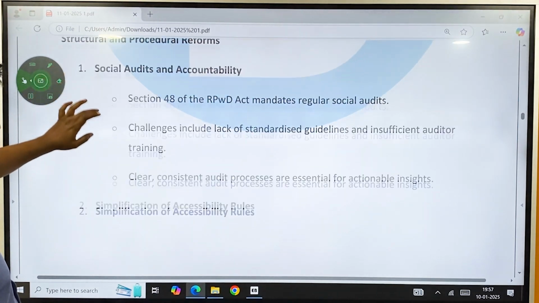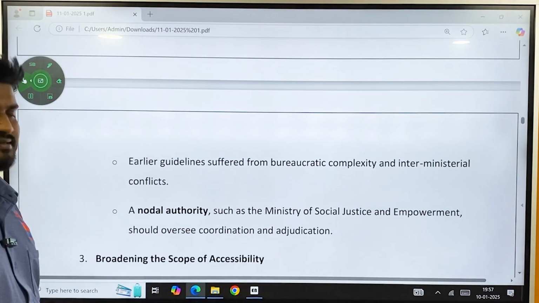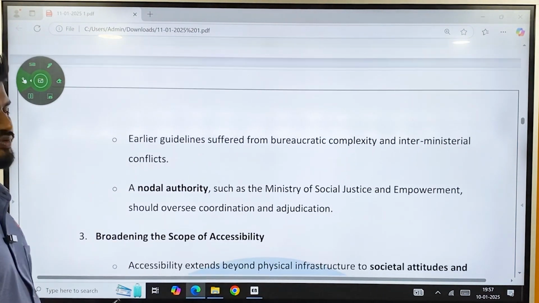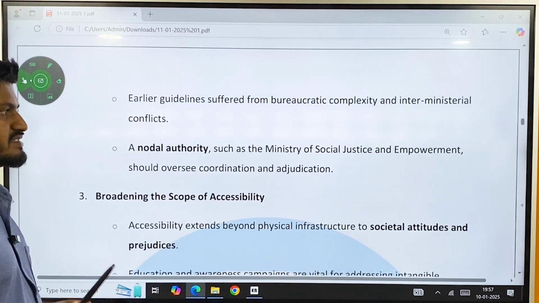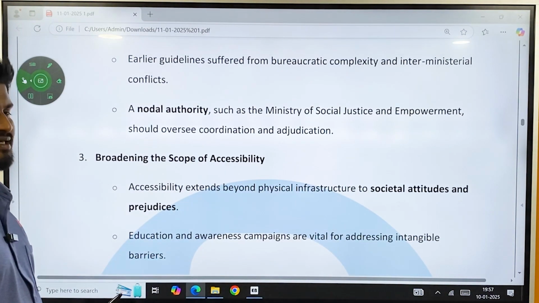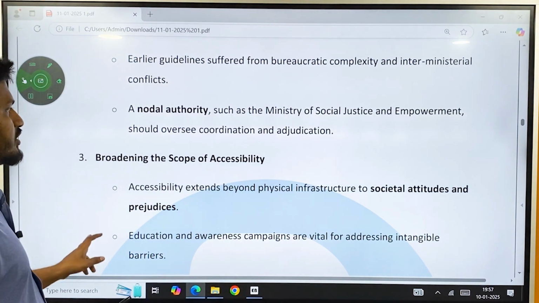The court also said that there needs to be simplification of accessibility rules. Earlier guidelines suffered from bureaucratic complexity and interministerial conflicts, so now it needs to be done on a democratic basis as well as in a consensus-based manner. And there needs to be a nodal authority, such as the Ministry of Social Justice and Empowerment, to oversee coordination and adjudication.